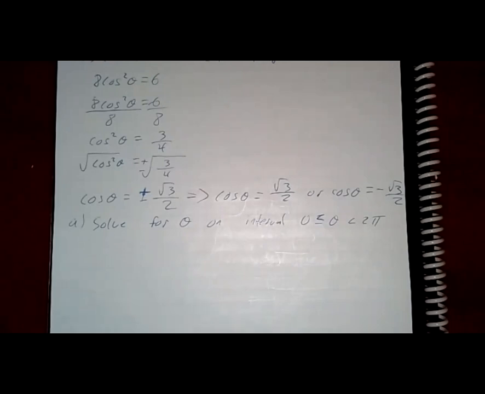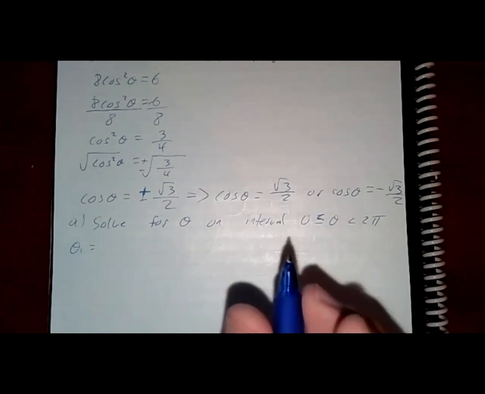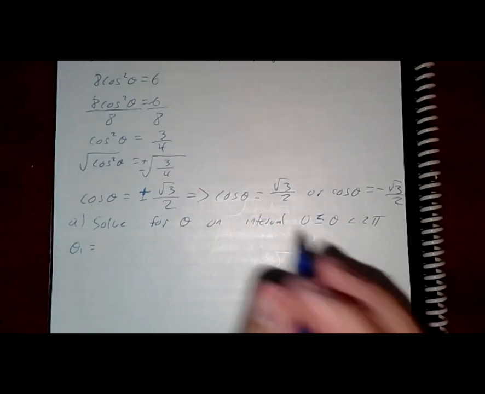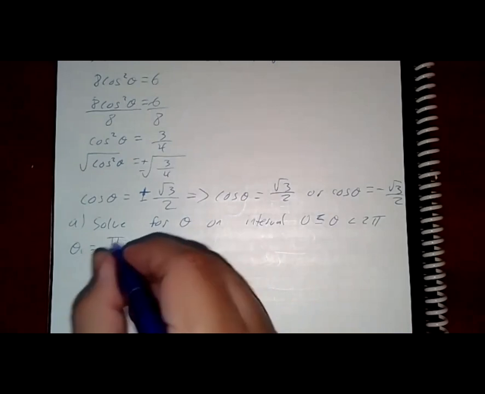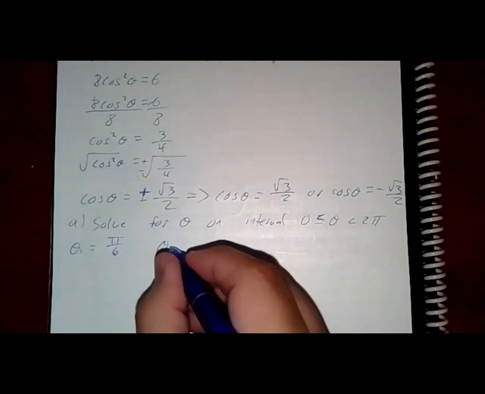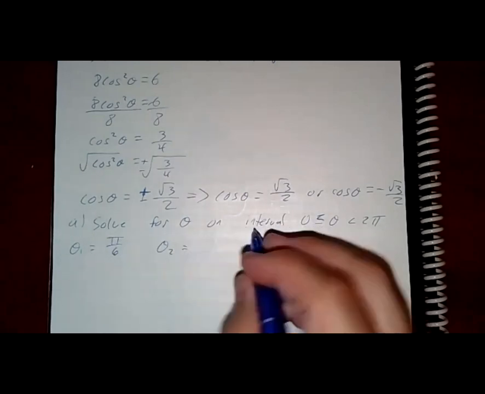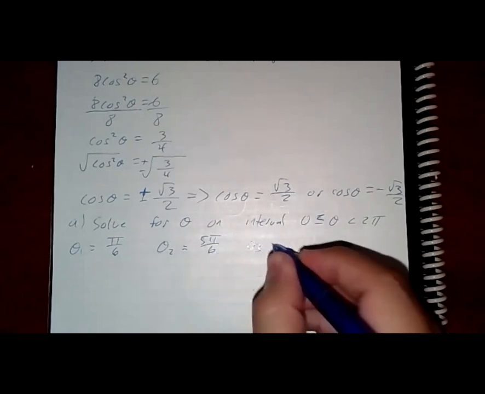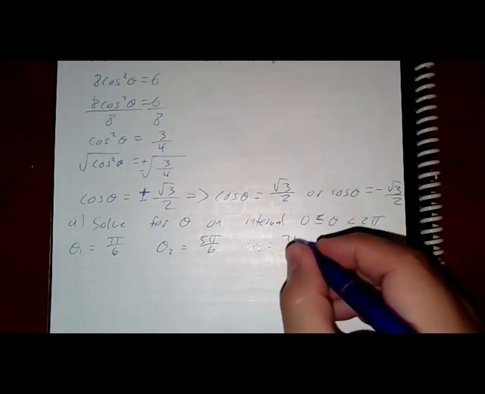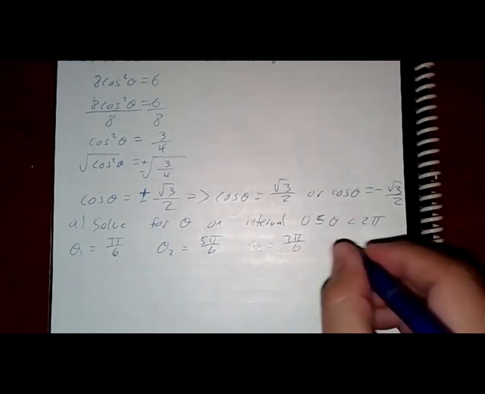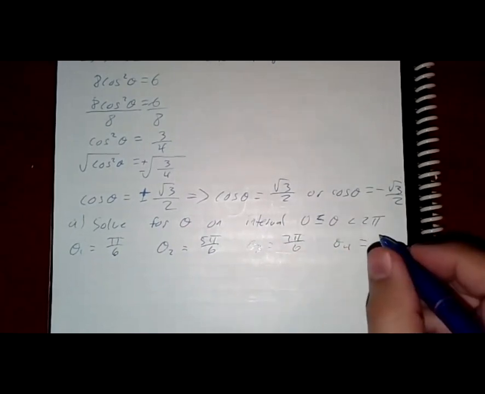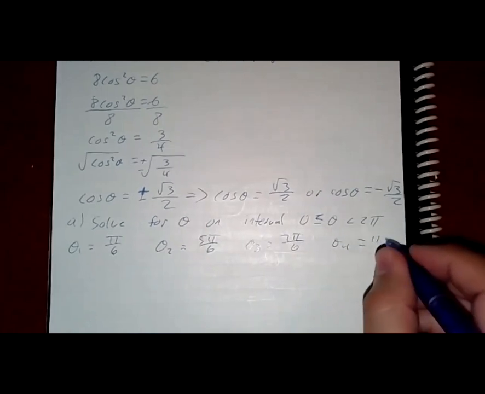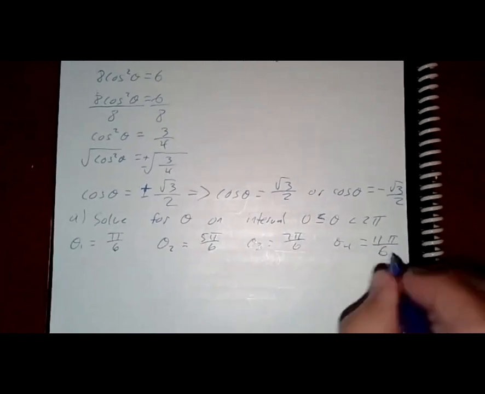So that means that the first theta will be, this time I'm going to use radians, okay? This is pi over 6, which is 30 degrees. Theta 2 is going to be 5 pi over 6. Theta 3 is going to be 7 pi over 6. Theta 4, it's 11 pi over 6.